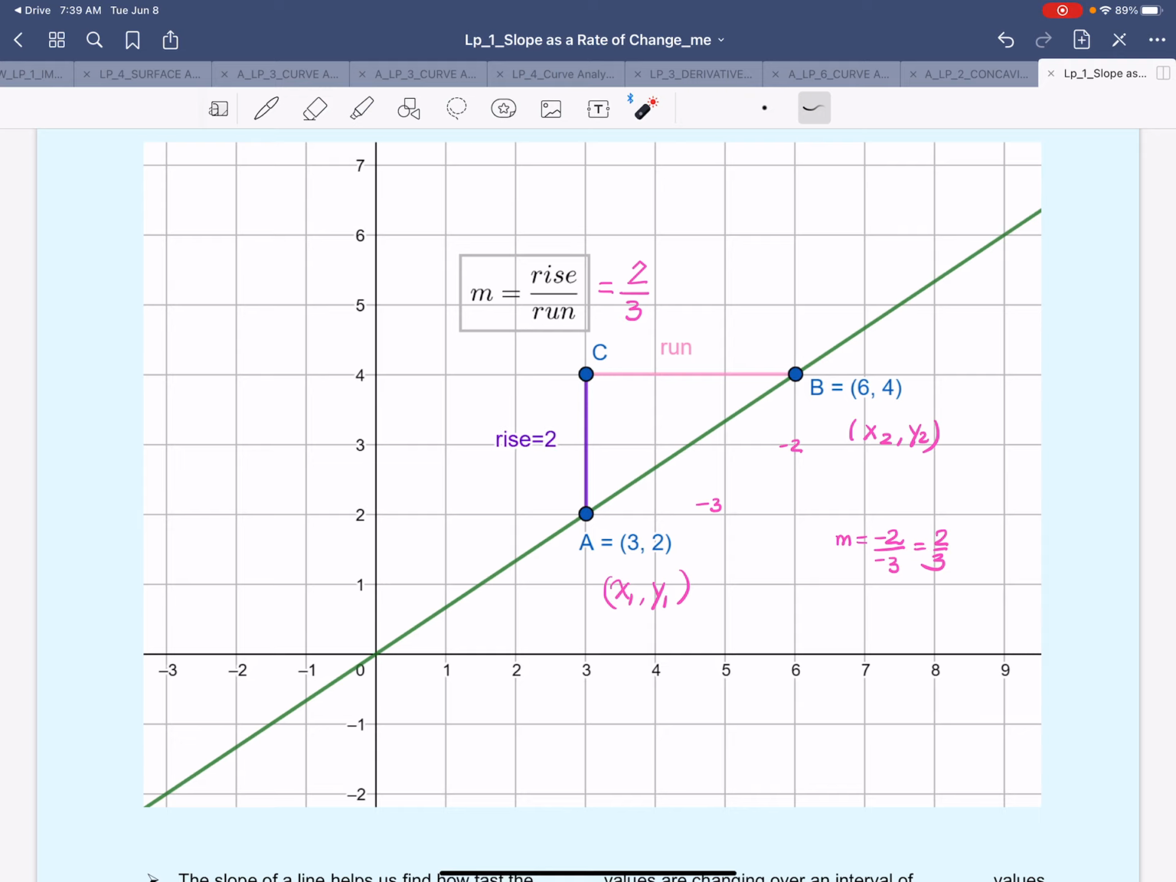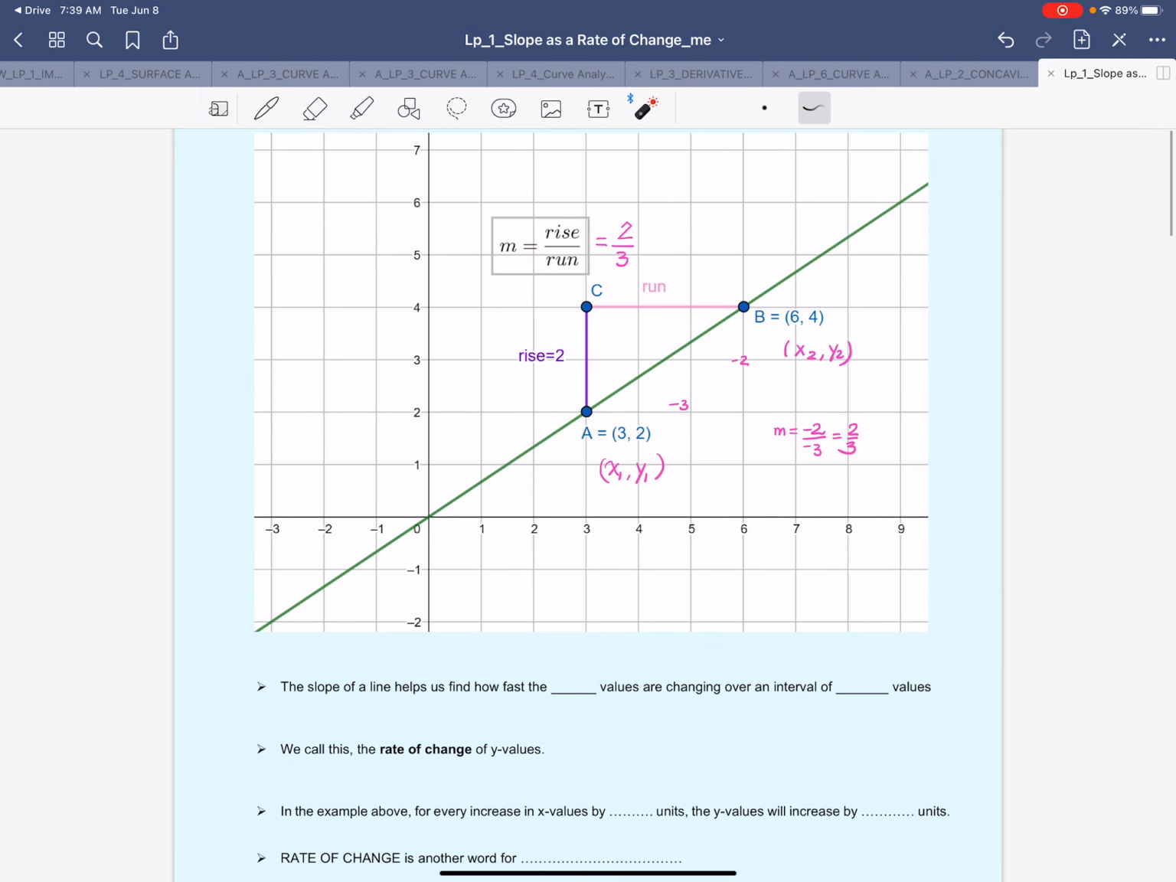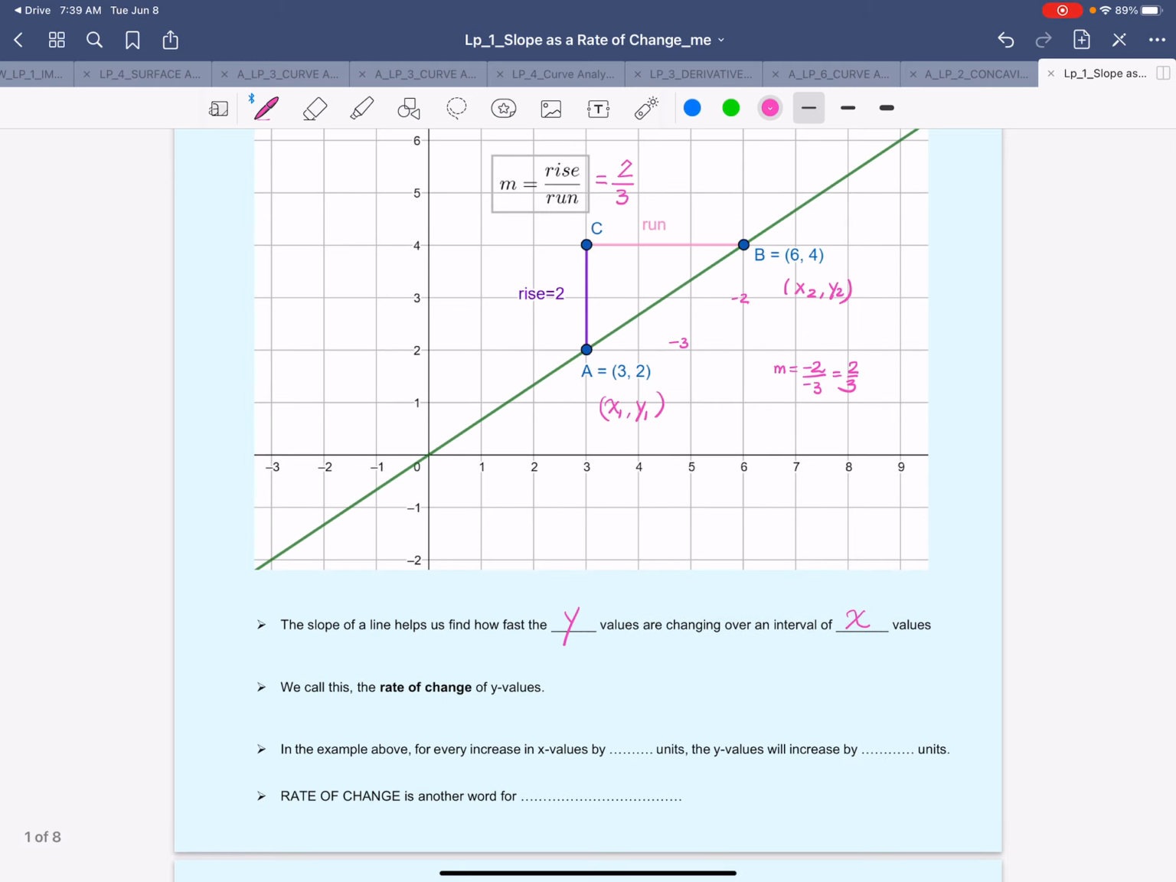Now, as I promised, in this lesson, we are going to look at the slope as a rate of change. Now remember that the slope of a line helps us find how fast the y values are changing over an interval of x values. This is called a rate of change of y values because we are measuring their speed or rate of change. Now, in this example that we just looked at, for every increase in x values by 3 units, the y values changed 2 units.